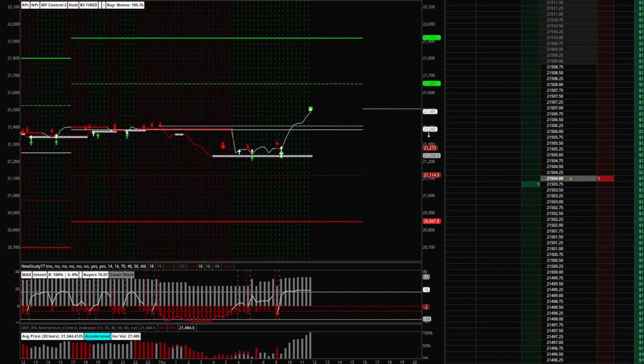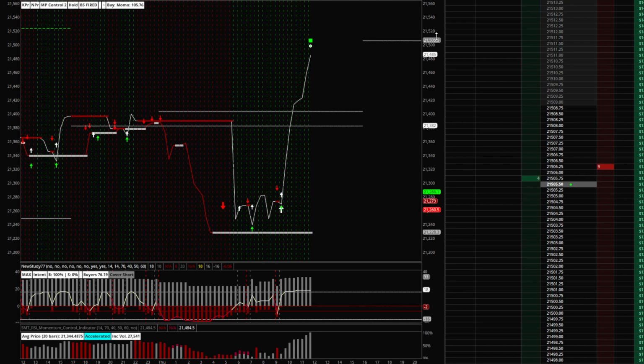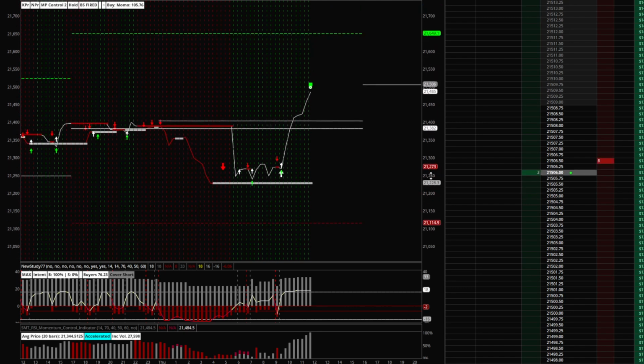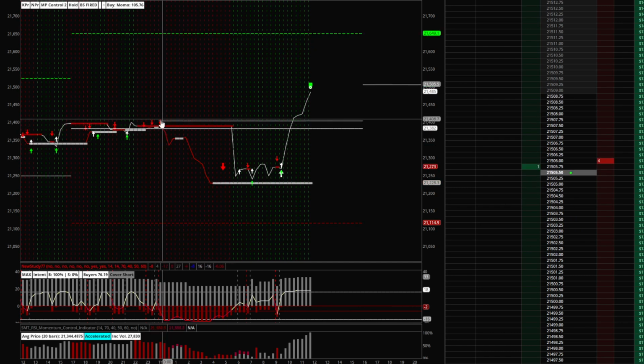So this is a 20-minute chart, and let's just go to the open here. This is the futures contract. This is the current session open right here. And this is the prior session close right here.